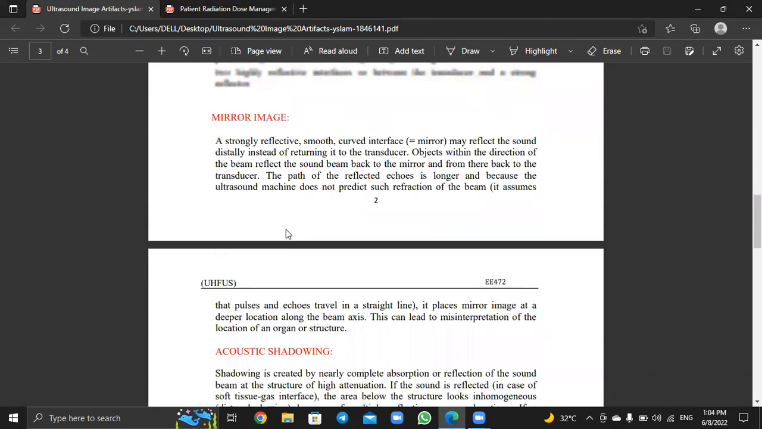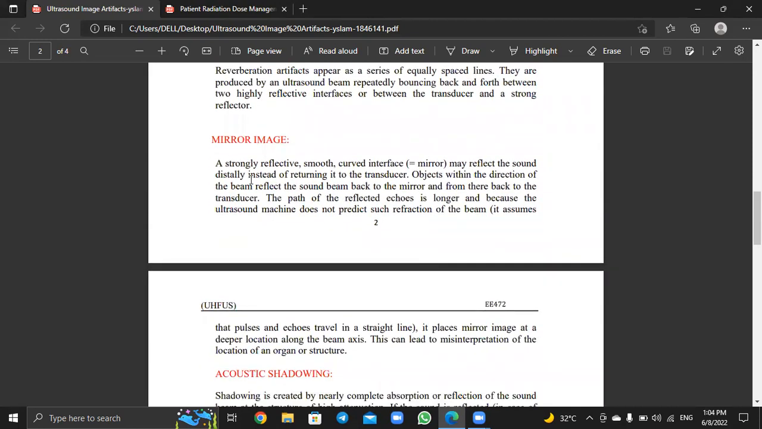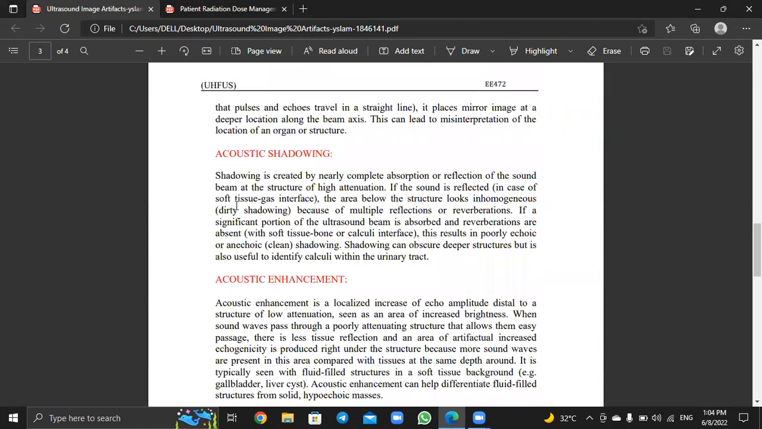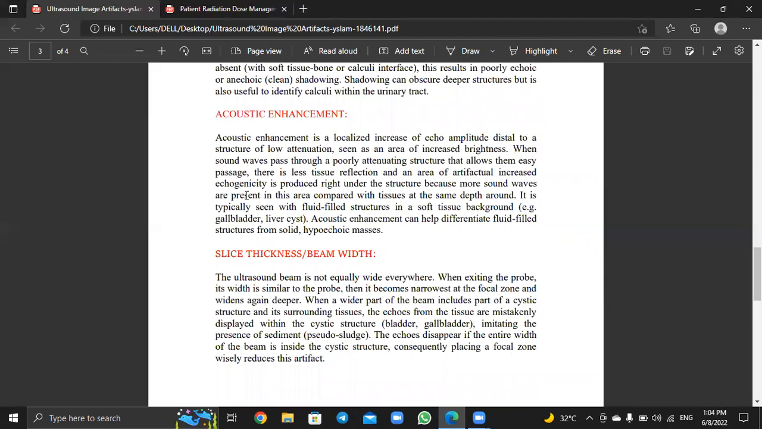And as you can see here, the reverberation artifact appears as a series of equally spaced lines, and the mirror image is a strongly reflective, smooth curved interface. And acoustic shadowing. Shadowing is created by nearly complete absorption or reflection of the sound beam with the extraction of high attenuation. And you have the last two.